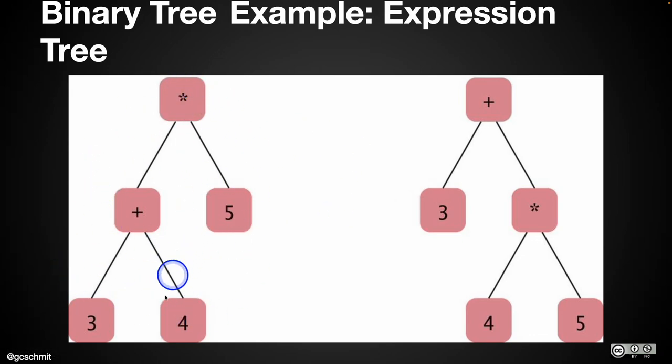This tree on the left represents adding 3 to 4 and then multiplying the result by 5. Whereas the tree on the right shows what it looks like if we want to multiply 4 by 5 and then add that result to 3. We have the same leaf nodes here, 3, 4, 5, 3, 4, 5, but the order of operations are different. Okay, but we can encode all of that in a tree.